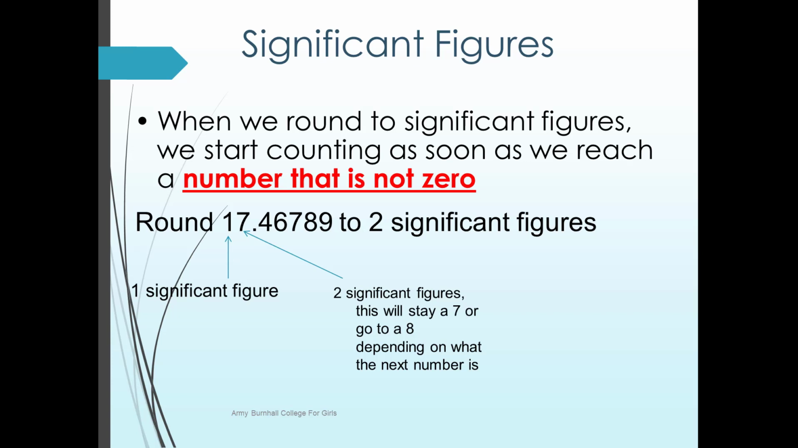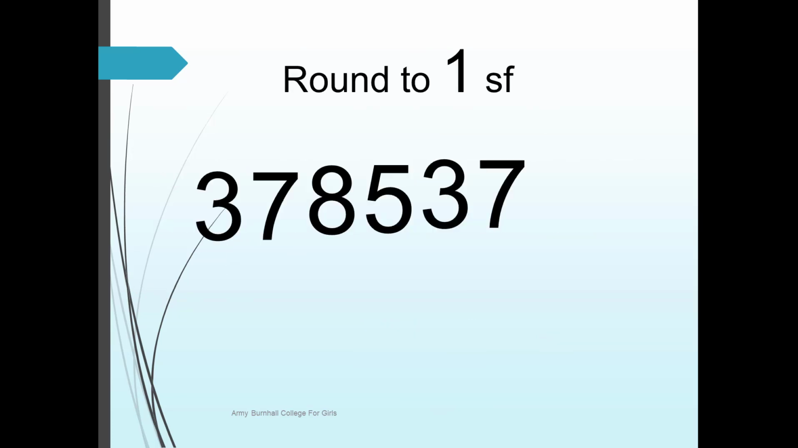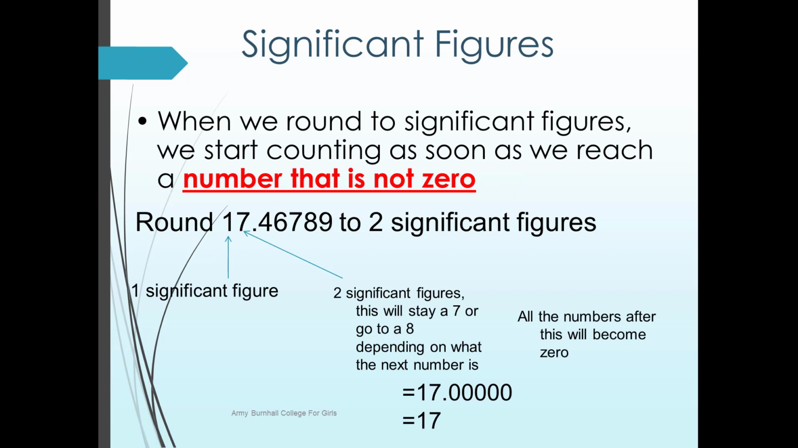So this 7 will remain as 7, or it will become 8 depending upon the next digit. Over here you can see that the next digit is 4, less than 5. So this 7 will remain as it is, and the rest of the digits will become 0, and the answer will be 17.00000. All the digits have become 0, and up to two significant figures, it just remains 17. So rounding 17.46789 to two significant figures gives 17.